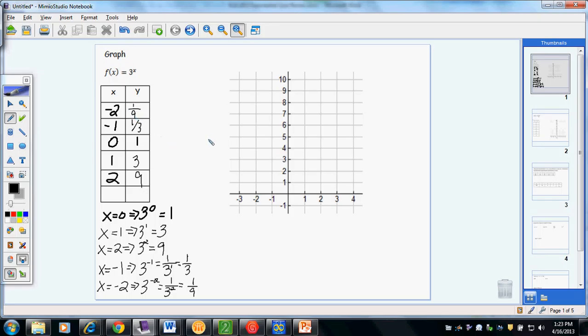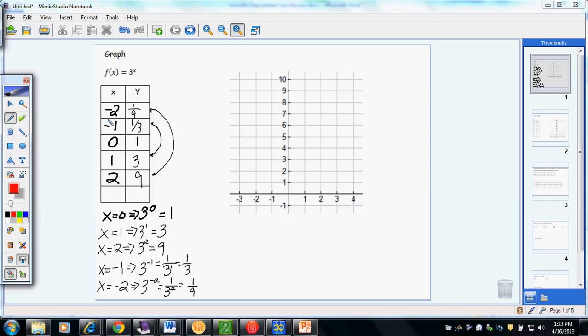Okay? And notice the pattern. When x equals 2 is positive, we have 9. For -2, it's 1/9. We see the relationship here? Okay? You can see that we have the reciprocals of each other when we have negatives or positives in front of the x. So we plot them.